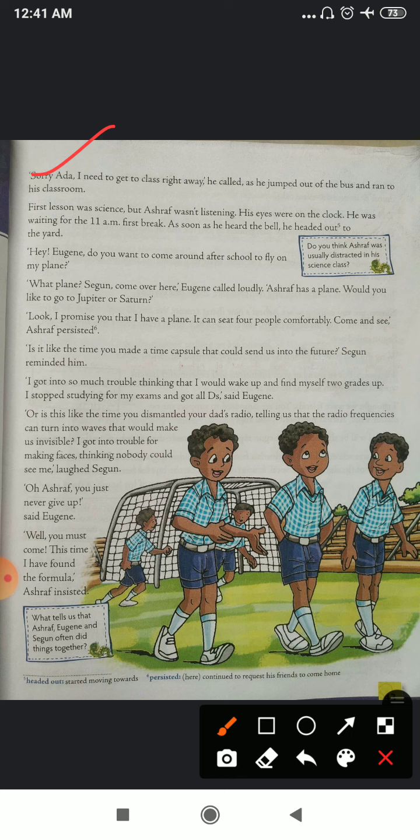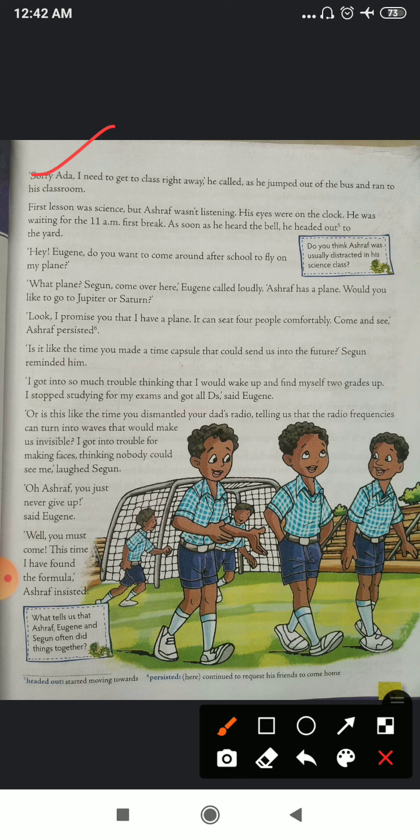"Hey Eugene, do you want to come around after school to fly on my plane?" So, who is Eugene here? Eugene and Sigan are the two friends of Ashraf. Ashraf, Eugene, Sigan, the three of them are friends. So, what did Ashraf say first to Eugene? He said, "Hey Eugene, do you want to come around after school to fly on my plane?"